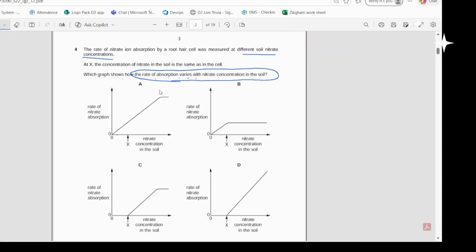It's going to be A. Listen, it's going to be A because the first thing is it needs to start from 0. X is the limiting factor over here. As the nitrate concentration increases, the rate of absorption also increases, right? For this, why is B incorrect? Because at this point it's becoming stationary. So this isn't justifying our statement.